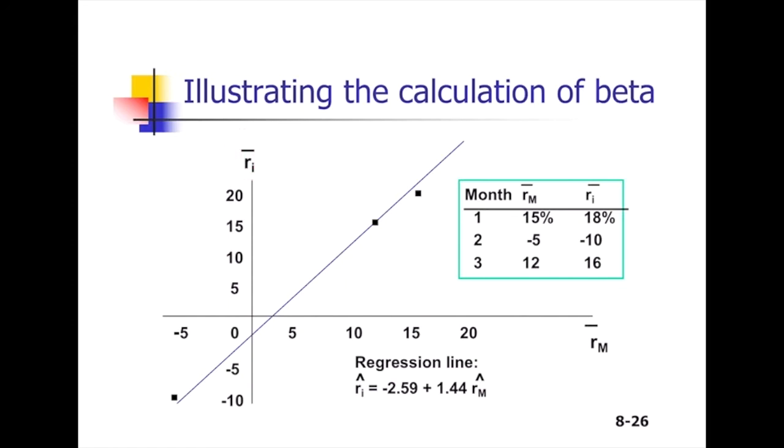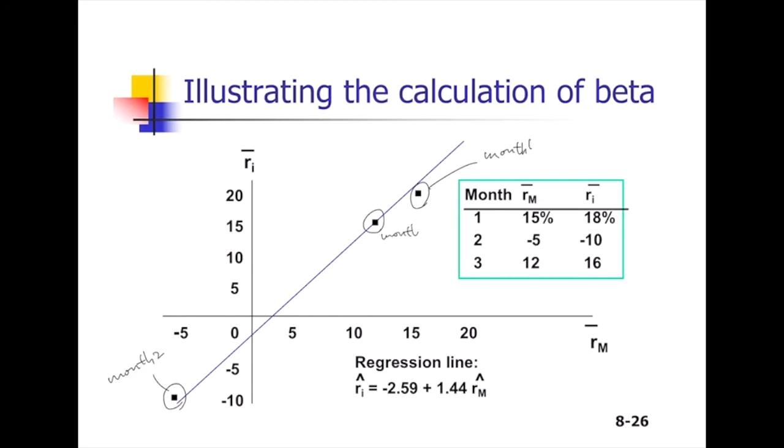Firstly, you plot the returns. For example, in month 1, Rm is 15 and Ri is 18 here, right? So this is month 1. And the second one is minus 5 and minus 10 here. It's month 2. And the last one is month 3.